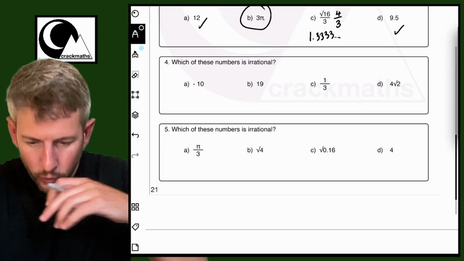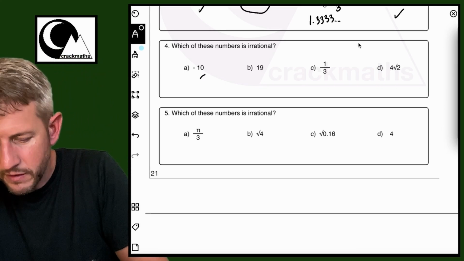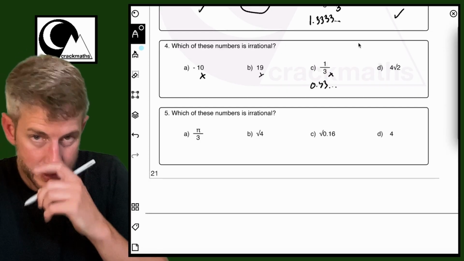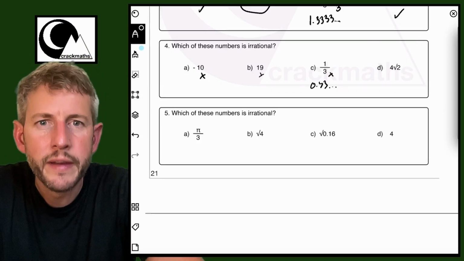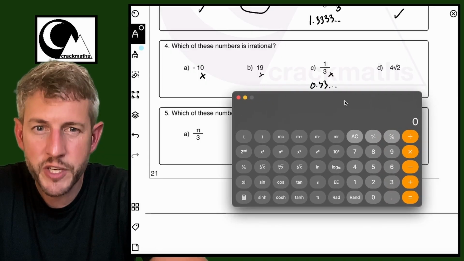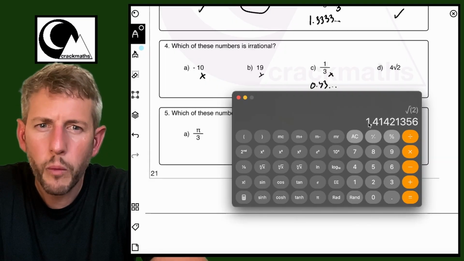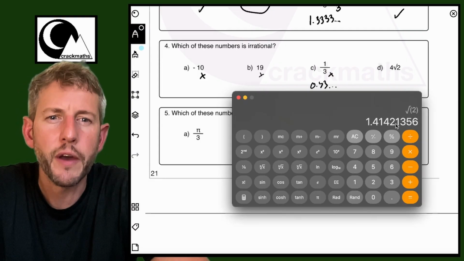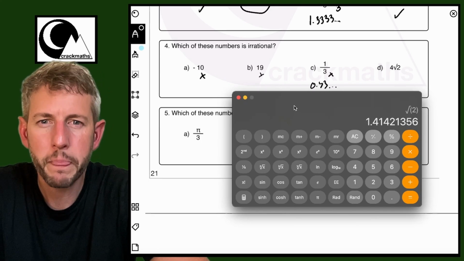Question 4. Which of these numbers is irrational? It's not 10, it's not 19, it's not a third. This is 0.33 recurring. That's the closest to being irrational, but it's not. It's going to be 4 times root 2, because 2 isn't a square number, so the square root of 2 is going to be weird. Let's see what it looks like. Root 2, there we go. 1.4142135. You can't predict what's coming after the 4s. You can't predict what's coming after the 1s. It's completely irrational.